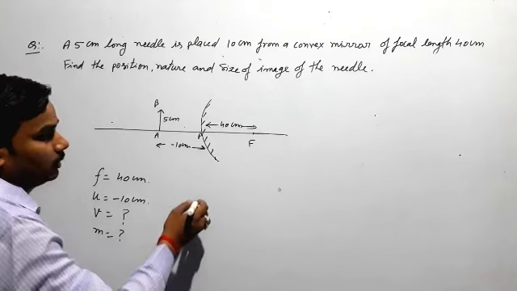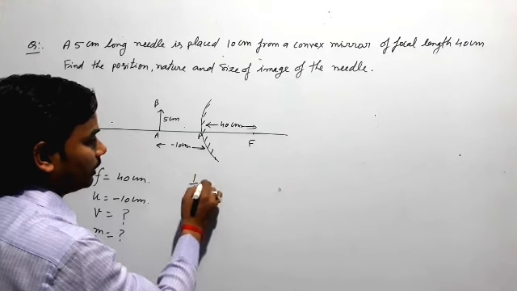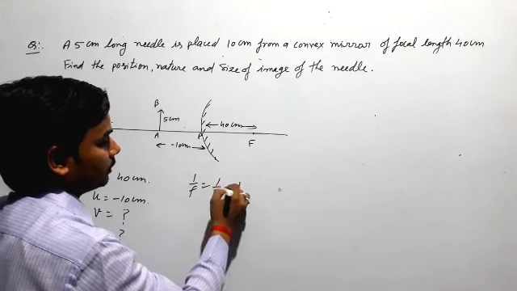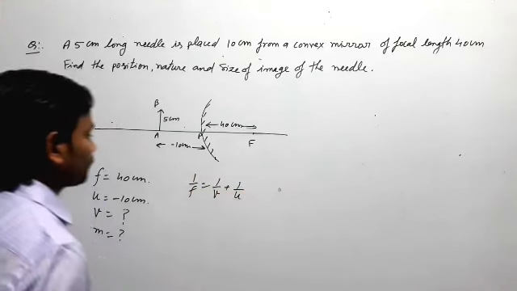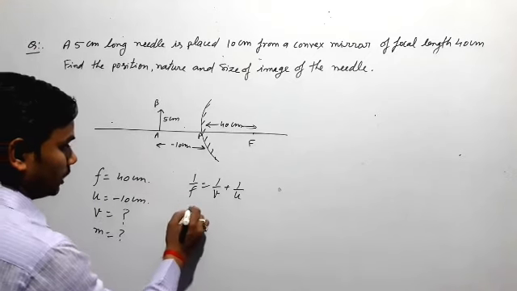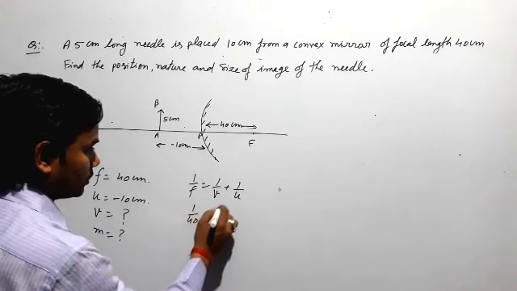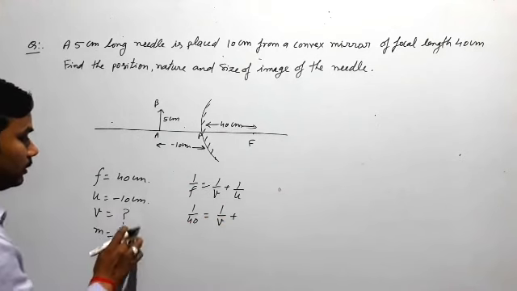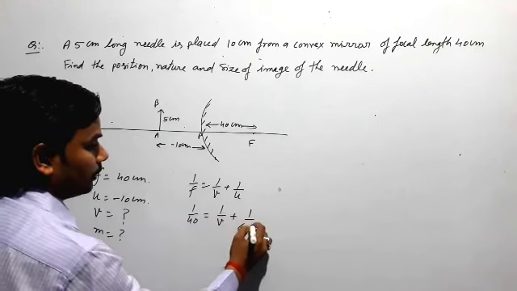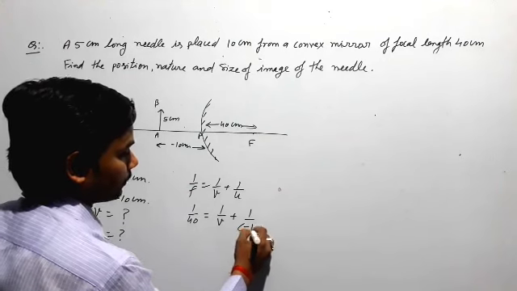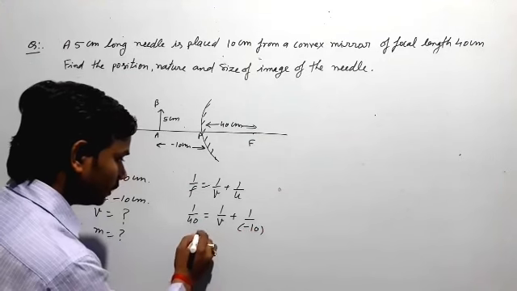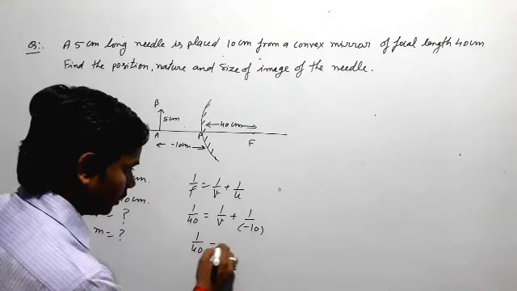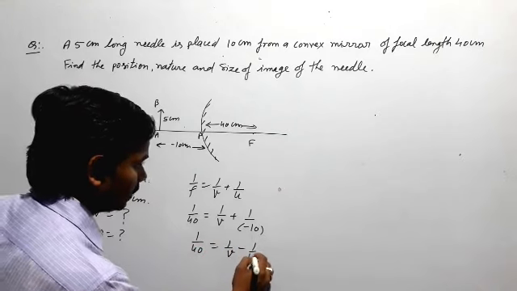Now we will apply the mirror formula, that is 1 by f equals to 1 by v plus 1 by u. Now what is focal length? Focal length is 40 cm. So this is 1 by 40 equals to 1 by v plus 1 by minus 10 cm. Okay, now we will write 1 by 40 equals to 1 by v minus 1 by 10.